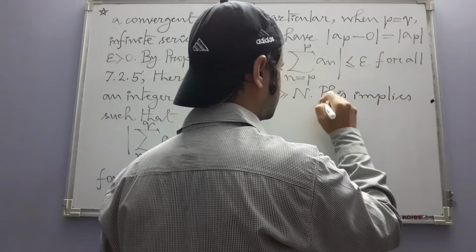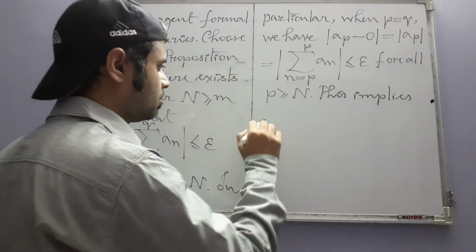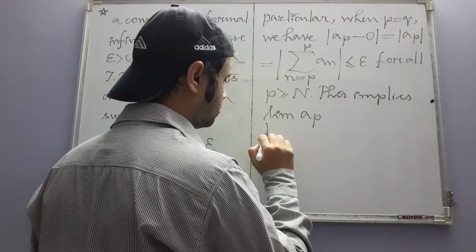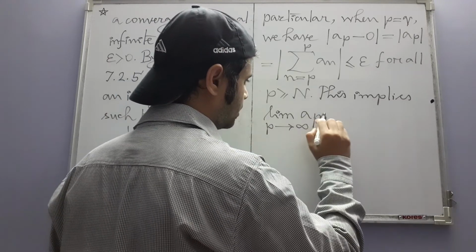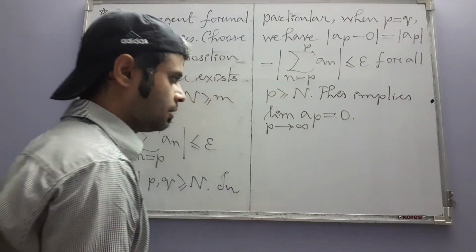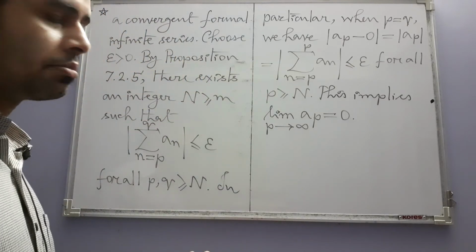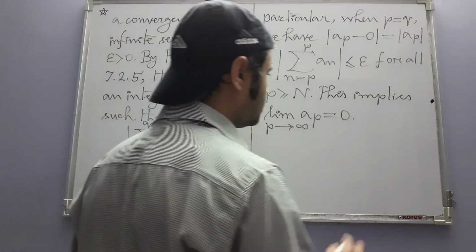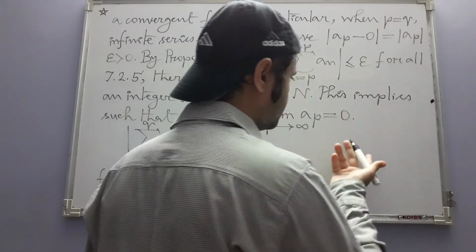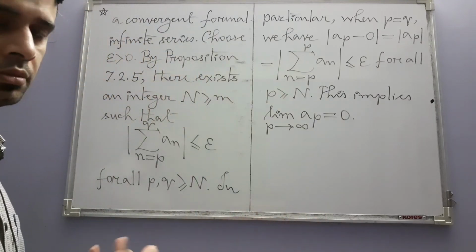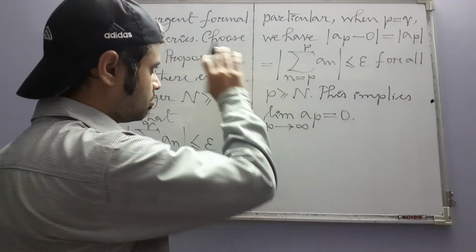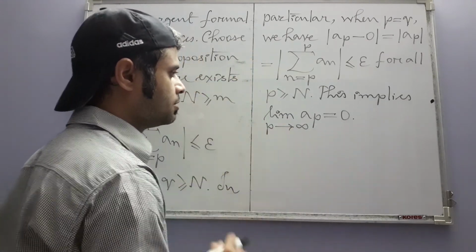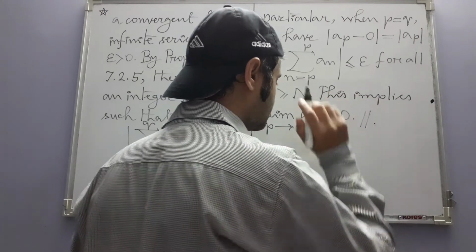This implies limit ap equals 0 as p approaches infinity. If you want, you can write n in place of p, because p is after all a dummy variable, so it can be changed. And that is just your zero test. The original series is convergent, then this limit must exist and must be 0. So this completes this solution.